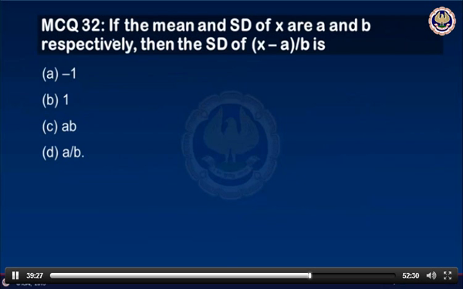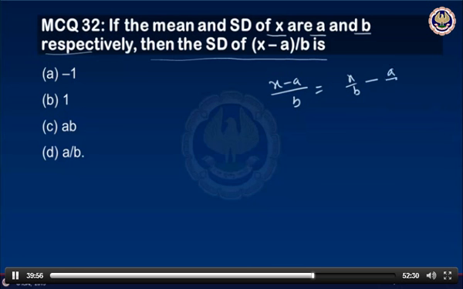Let us look at MCQ number 32. If the mean and SD of x are A and B respectively, then find the SD of x minus A by B. Here the mean of x is A and the SD is B. Now we have to find the SD of x minus A by B, which can be written as x by B minus A by B.